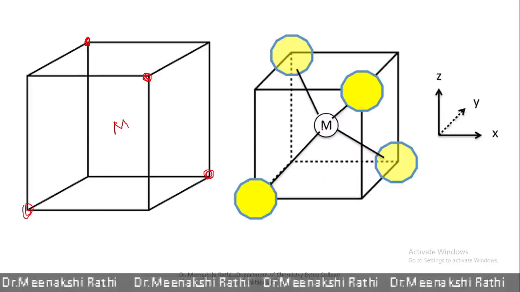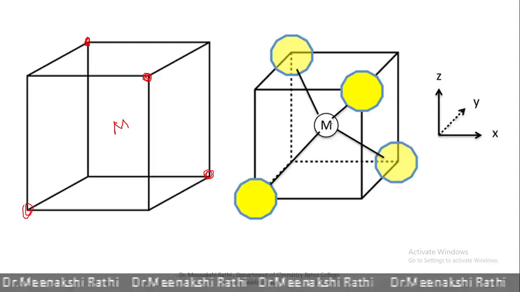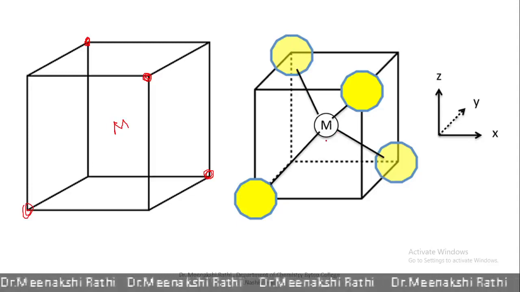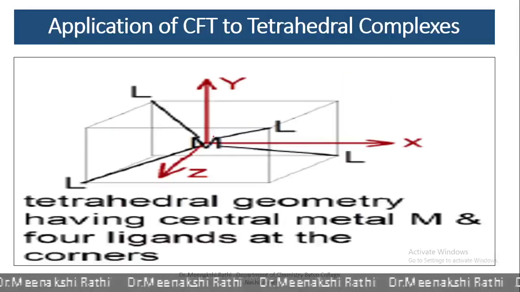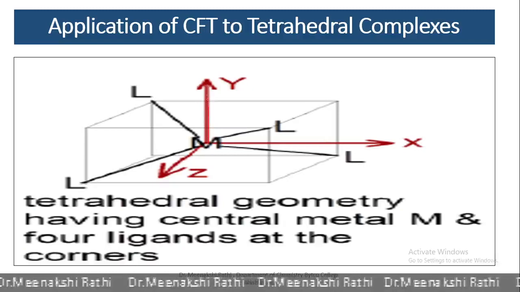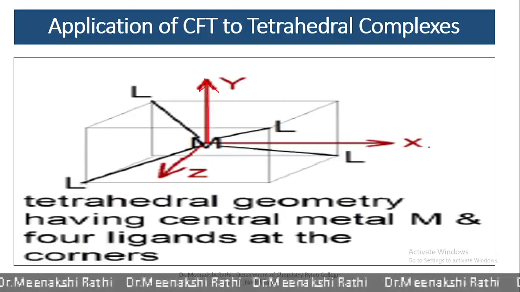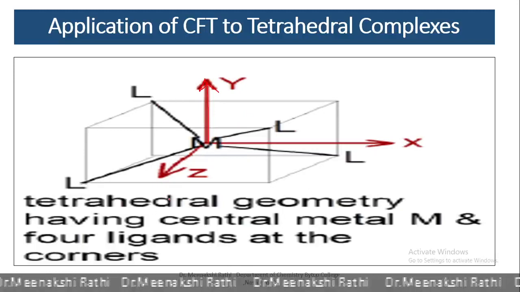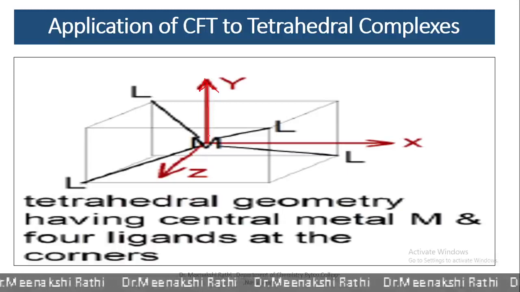So, in a tetrahedral complex, the metal ion is present at the center of the cube and 4 ligands approach from the alternate corners of the cube. While the directions of the x, y and z axes are from the center of the faces of the cube. See here, this is the y-axis and it is going from the center of this face, x-axis and y-axis. So this diagram shows tetrahedral geometry having a central metal and 4 ligands at the 4 corners.